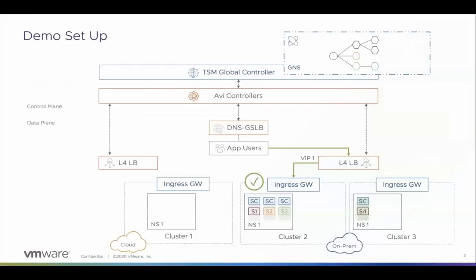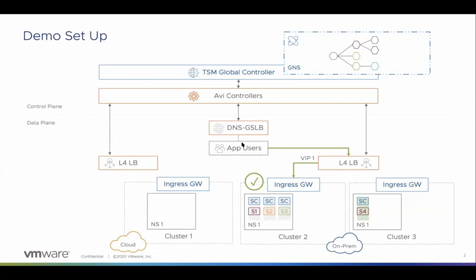For this demo, we have 3 Kubernetes clusters across 2 different sites or regions, all of them onboarded onto TSM. We also have RV NSX ALB, which is configured on both the sites to provide infrastructure load balancing as well as GSLB, with the on-prem site acting as the GSLB leader.